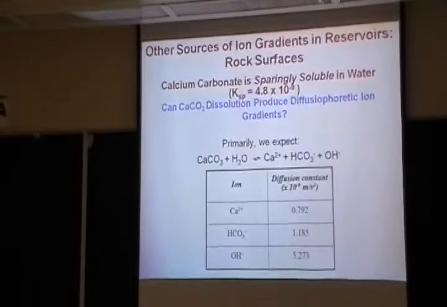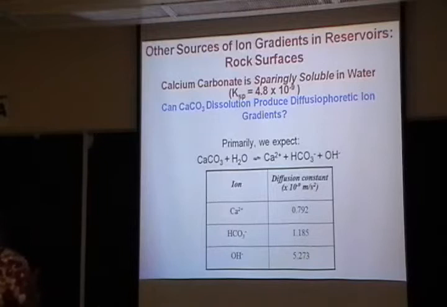What else is there that can cause flow in reservoirs? Well, reservoirs are rock walls, right? The most common mineral in the rock wall is calcium carbonate, limestone. And limestone is very slightly soluble in water. The solubility product is 10 to the minus 9. But nevertheless, it does have some solubility. And if you look at what ions are formed, you notice that one of them moves a lot faster than the other ones.